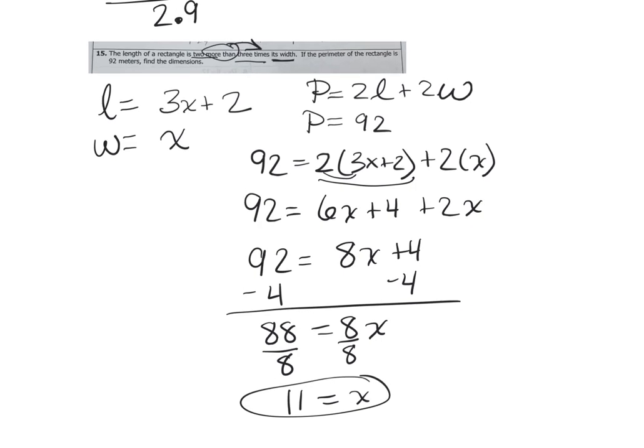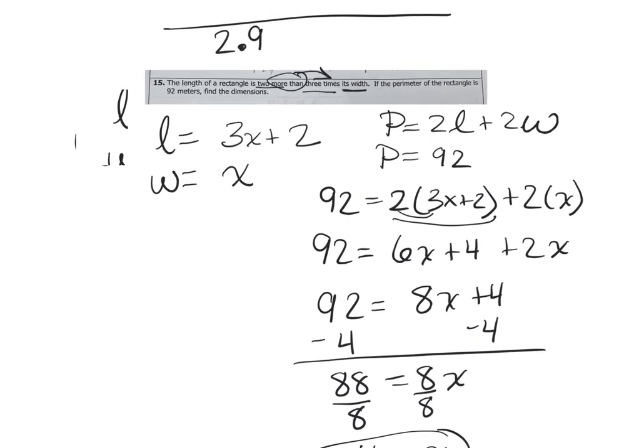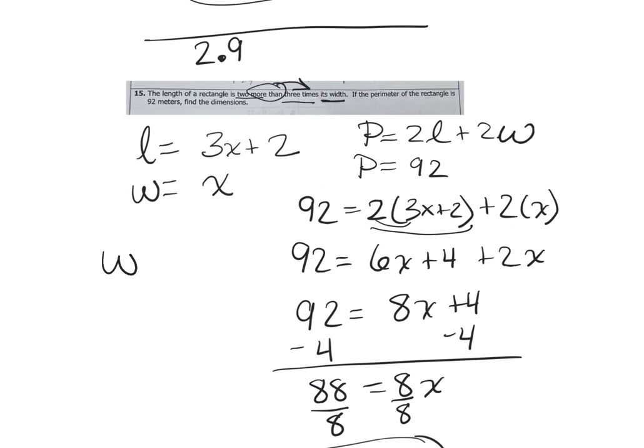We have to do both the length and the width, right? So the width is 11 meters. And if you take 3 times 11, you get 33 plus 2, which is 35. So the length is 35 meters.